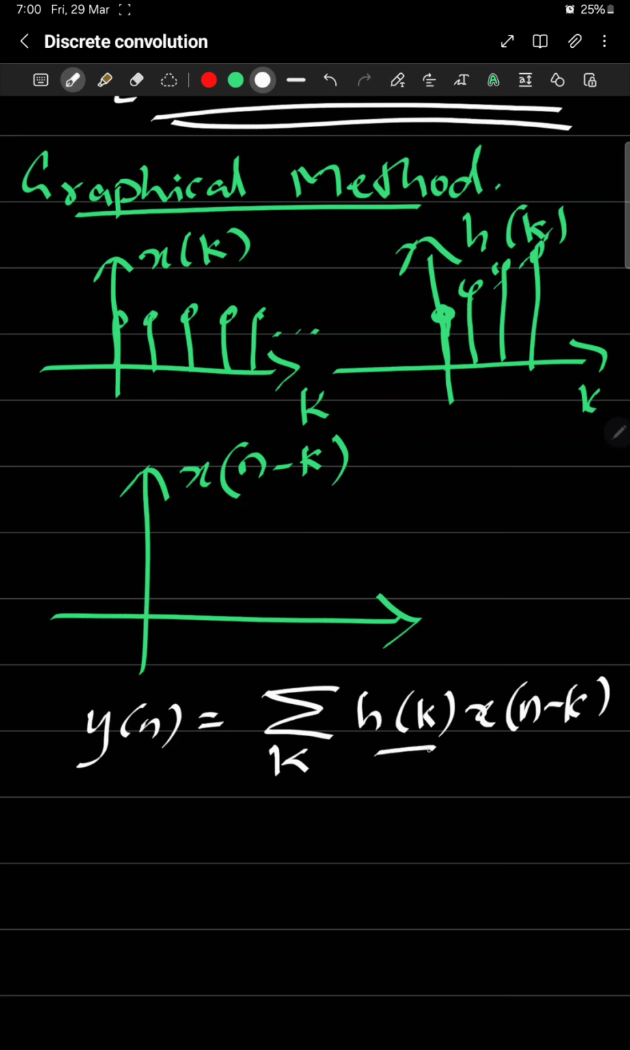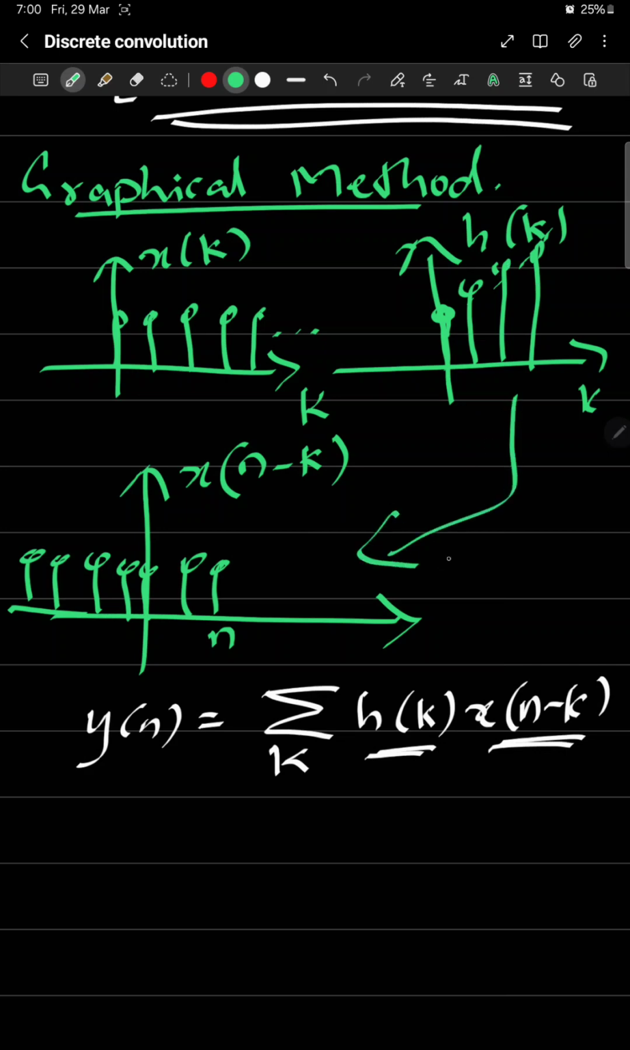So I am going to plot these two signals first, x of k and x of n minus k. So this is x of n minus k. You have to fold x of k, then shift it by n units. So it will look like this. The span is from minus infinity to n, and h of k is already plotted here. So we are going to operate with these two signals. This is your first signal and this is your second signal.